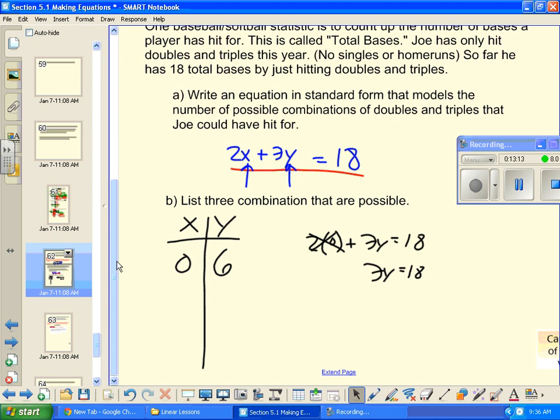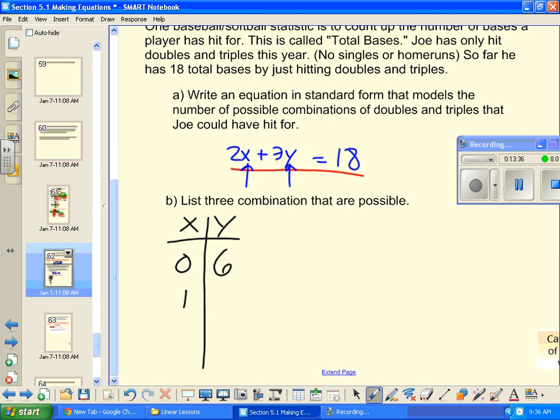What does that mean? That means if I hit no doubles, I would have had to hit 6 triples to get 18 bases. So that's a possible case that could work. You could hit 0 doubles and 6 triples. By also doing guess and check, you may come across combinations that won't work, because maybe you'll have half of something or 0.3 of something. So in this case, let's keep going here.